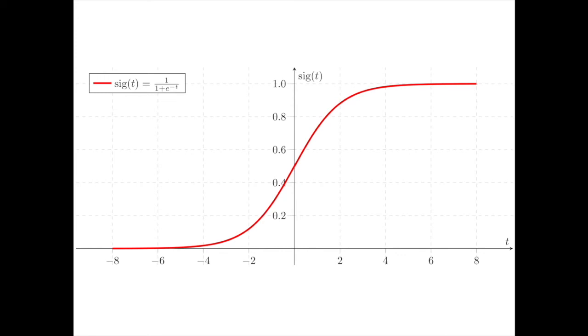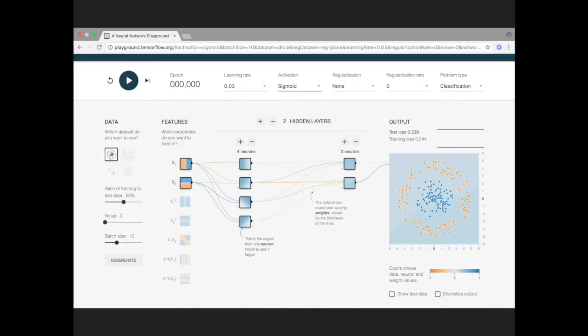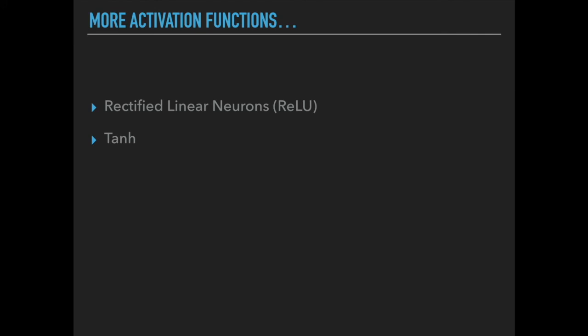Okay, so let's take a look. Go back to TensorFlow and try that first dataset again, but make the activation sigmoid. See now if you can separate the data. So there are some other activation functions that also aren't linear, like the rectified linear neurons and tanh, but don't worry so much about them, just be aware of them and have a go on TensorFlow and see what you get. But the theory is similar to the sigmoid neuron in that you're mapping some input to a specific output range.